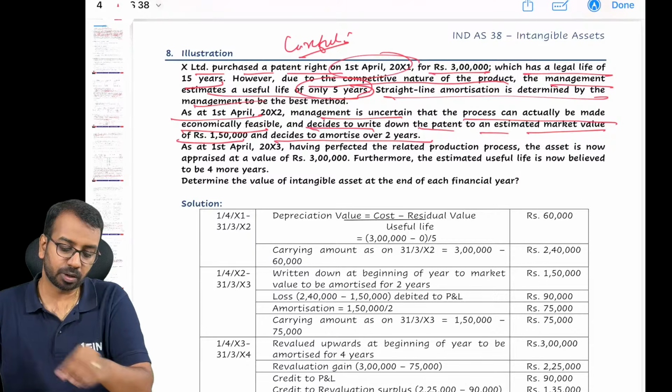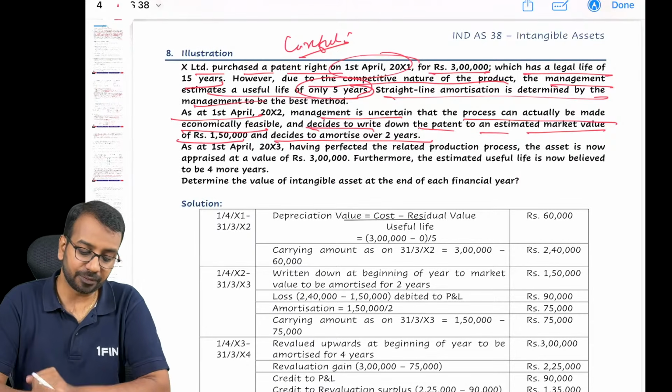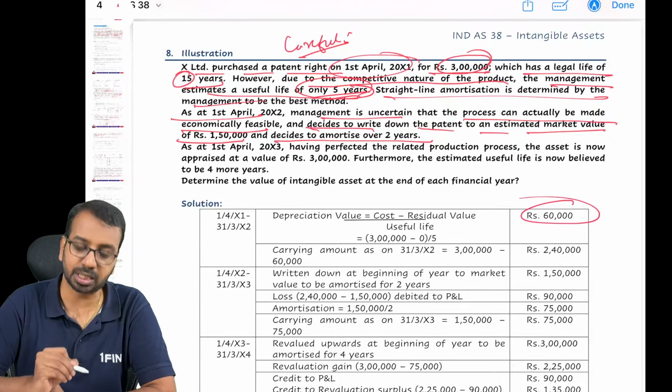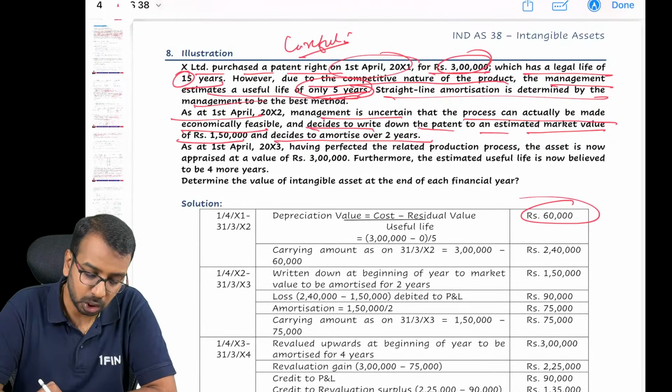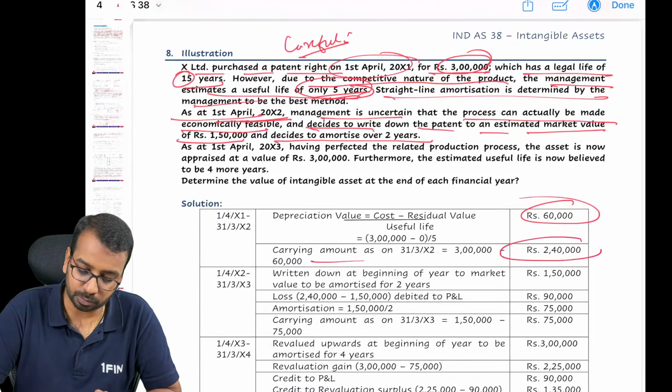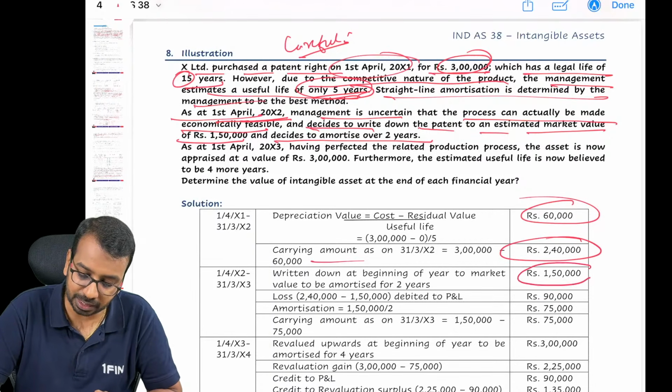So now here, what they have said is a legal life of 15 years, but we will depreciate over 5 years. So 3 lakhs divided by 5, depreciation is 60,000, amortization is 60,000. On 1st April of year 2, means after 1 year, the carrying amount will become 2 lakh 40,000. Then we have written it down to 150.